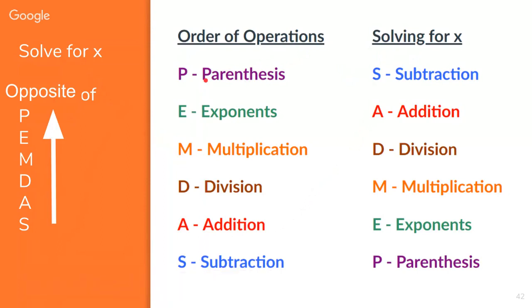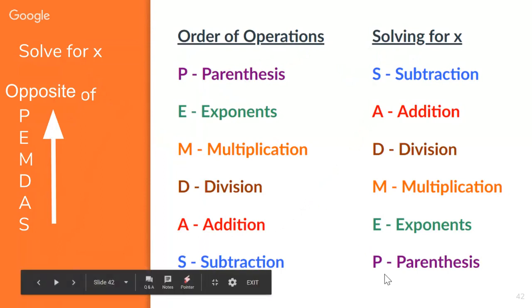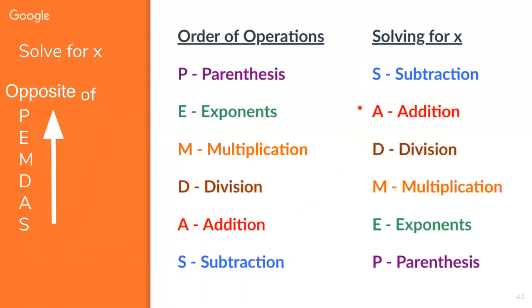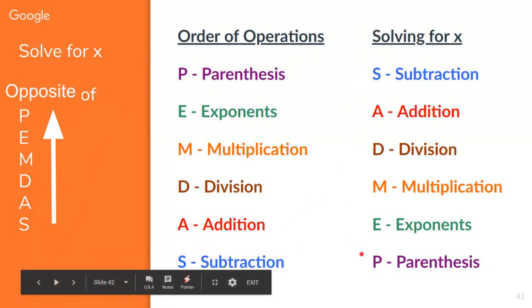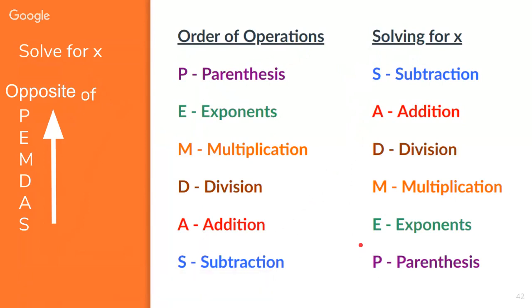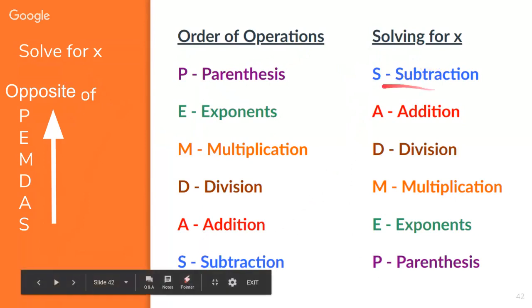So instead of starting with parentheses, parentheses will be last. And instead of ending with subtraction, subtraction will be first. So anytime you see a subtraction when you solve for x, that will start, then addition, division, multiplication, exponents, and parentheses, the opposite of everything. Also, when we solve, if you see something like a subtraction, you will do the opposite of that as well.